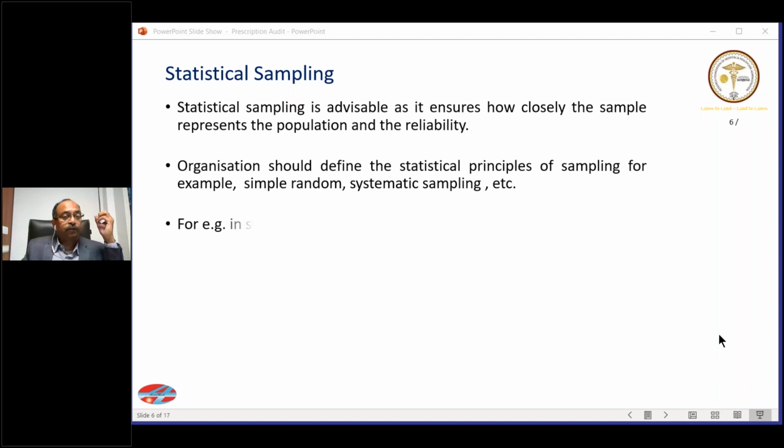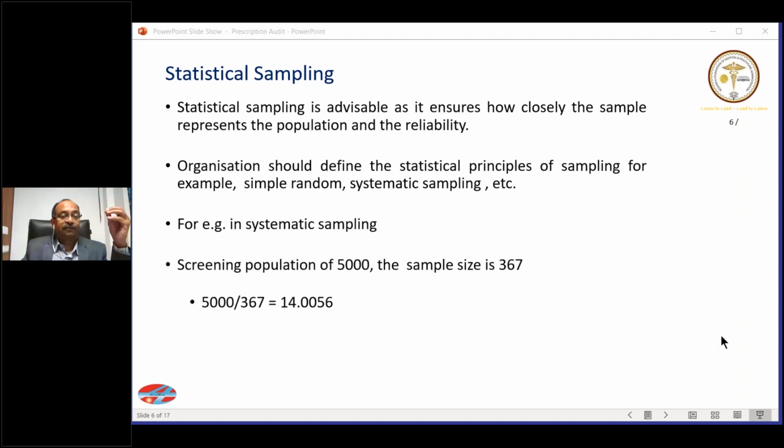Then you can take a statistical sample by using systematic sampling. This is a method of statistical sampling where, in systematic sampling, you divide your population size by your sample size. So your population size was 12,500, divide that by your sample size, which is 400. What is the number coming?